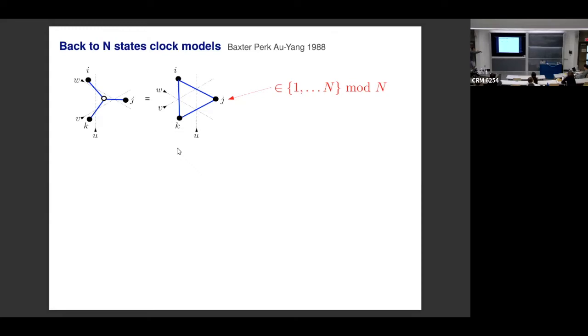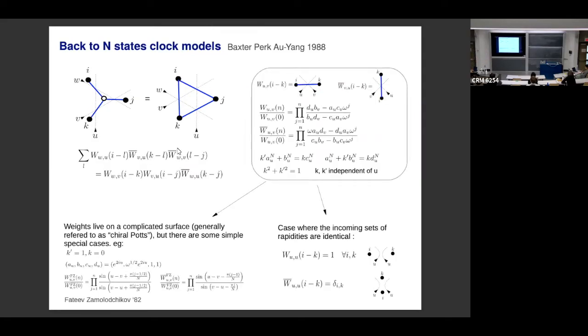Same star triangle equation as before, but now the heights do not take unrestricted values anymore. They are considered modulo n, so they take n possible values. And so we want to look for solutions of these. Well, actually, we don't look for them; they're in the literature. They're well known, and in particular there is this very seminal paper of Baxter, Perk, and Au-Yang, where they wrote the generic solution of the star triangle equation. It takes a really complicated form. I won't go into the details, but let me just mention a few aspects.